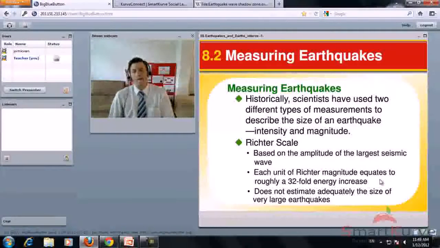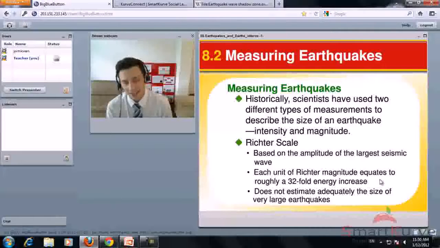Moving on, measuring earthquakes. Historically, scientists have used two different types of measurements, intensity and magnitude. The most common of these is the Richter scale. The Richter scale is based on the amplitude of the largest seismic wave. Remember, we looked at that seismogram and the seismograph earlier.